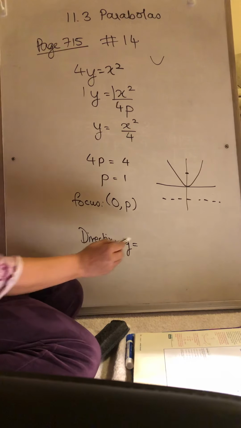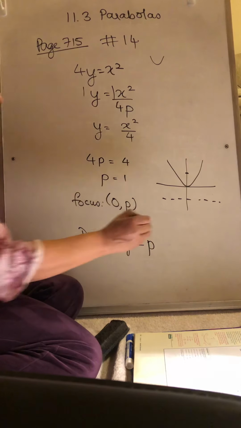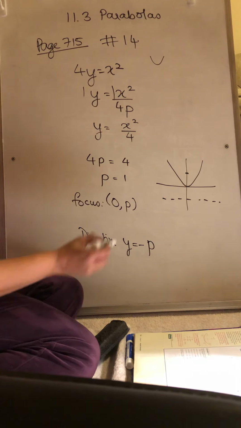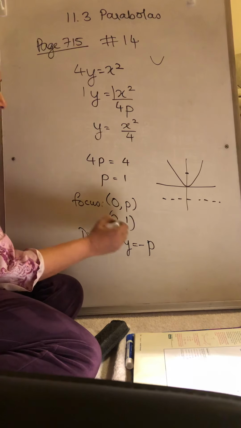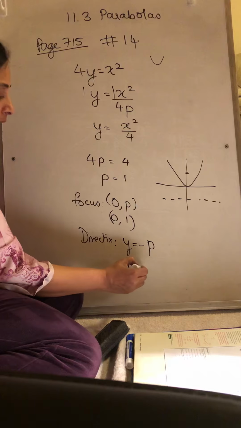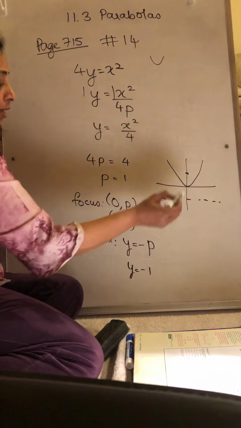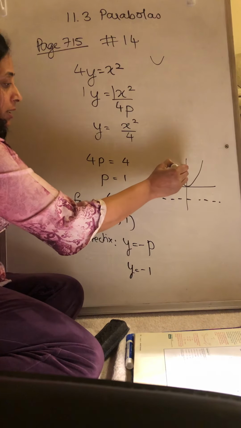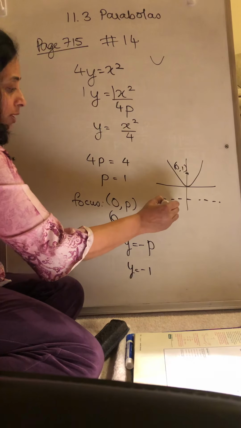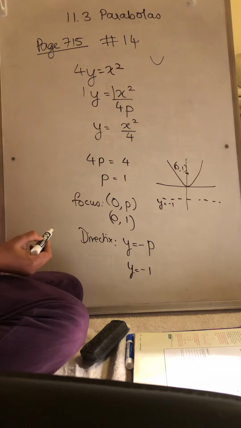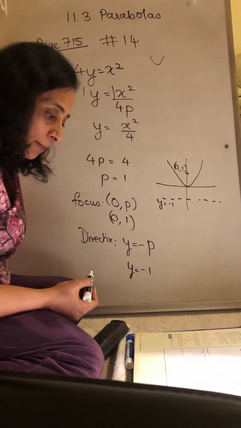So I got a horizontal line, and it's always going to be negative p. So the focus is 0, 1 since my p is 1, and the directrix is y equals negative 1. So this is 0, 1 and this line is y equals negative 1. This is how you graph it.